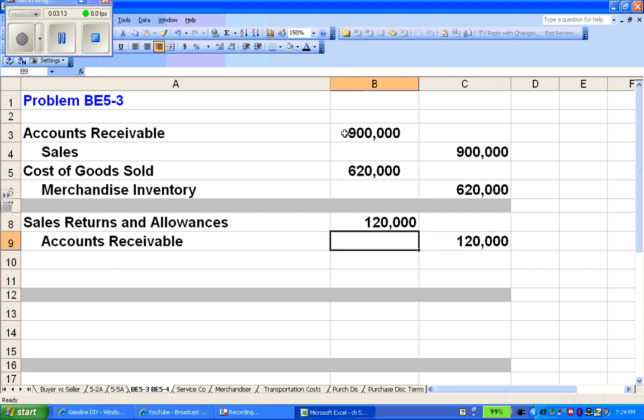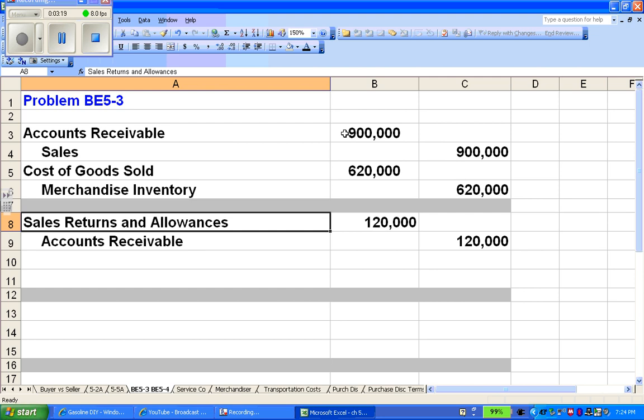Now I don't want to bury this 120,000. You do not want to make the debit to your sales account. As the manager or the owner of your business, you want to know the amount that's being returned or the allowances that we're giving to our customers. You want to track that. In order to track that, you're going to have a separate account for your sales returns and allowances. That's why you create this contra revenue account.